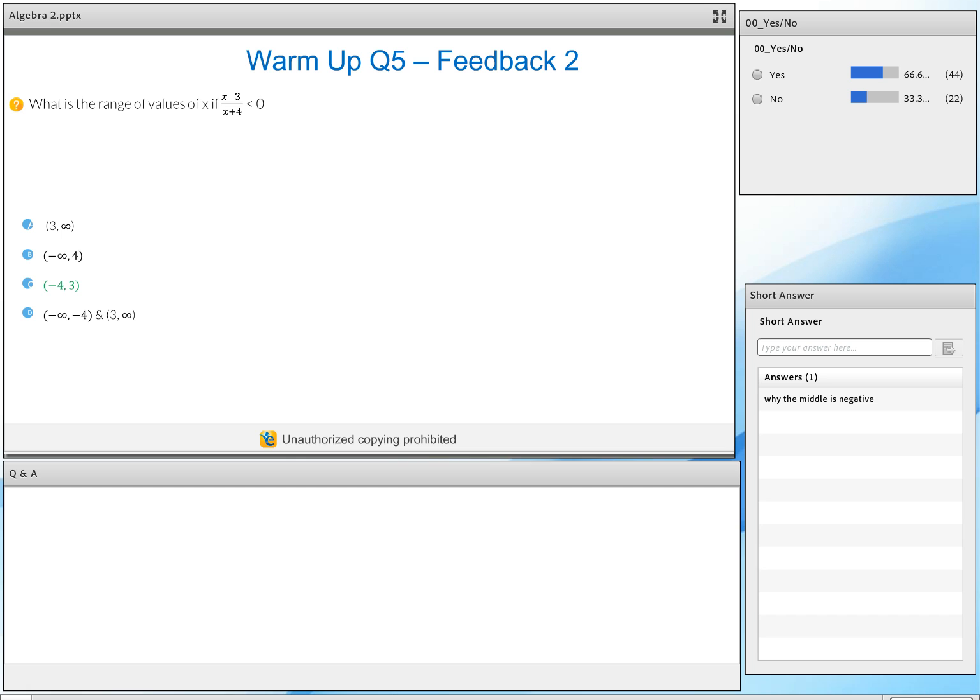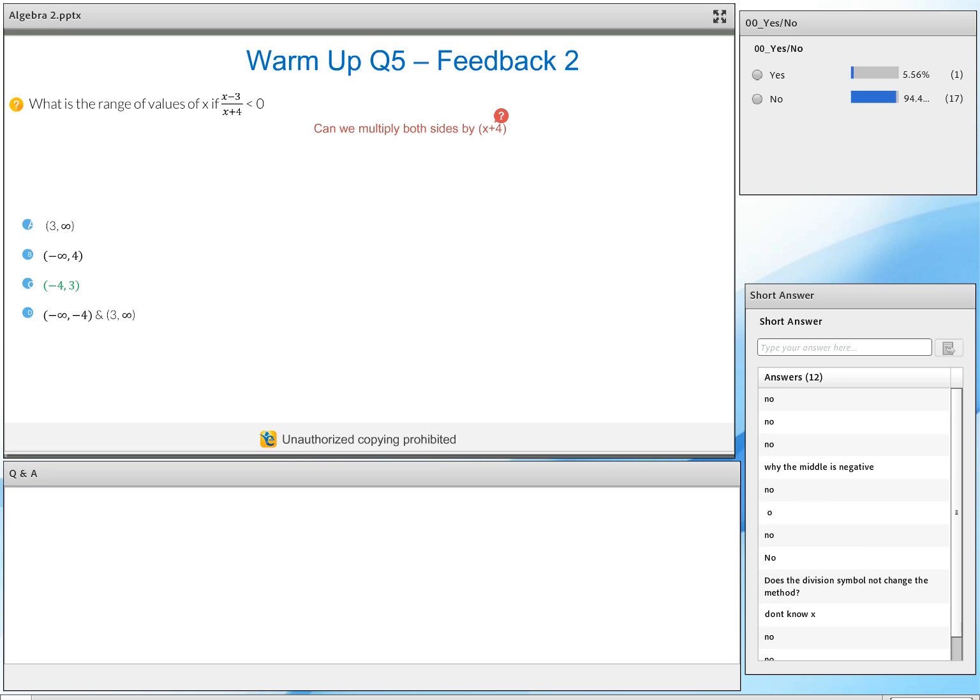Okay, now let's solve this question. (x minus 3) divided by (x plus 4) is less than 0. Now tell me something. Can I simply multiply both sides by x plus 4 and say that x minus 3 is less than 0? Can I do that? Why can I not do that? That was my mistake. Okay.